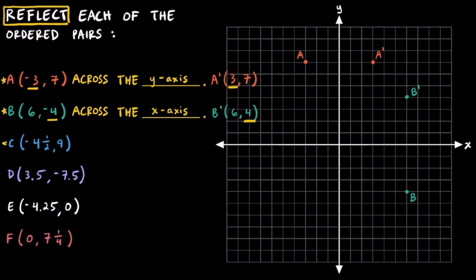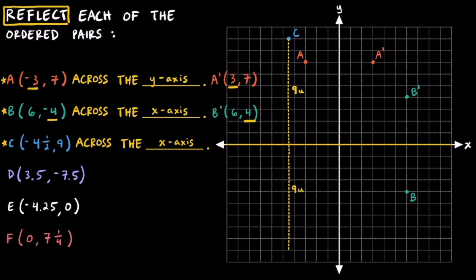To plot point C, we're going to start at the origin and move 4.5 units to the left and then 9 units up to plot point C in quadrant 2. Let's go ahead and try reflecting this across the x-axis. Given that point C is 9 units above the x-axis, then its reflection, C prime, must be 9 units below the x-axis. C prime is located at -4.5, -9 in quadrant 3.